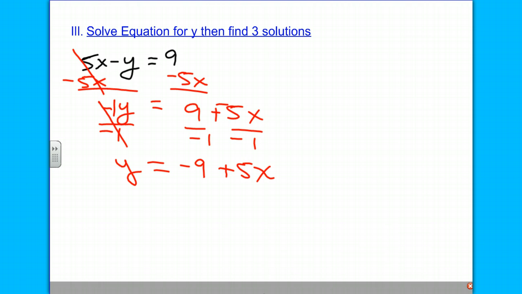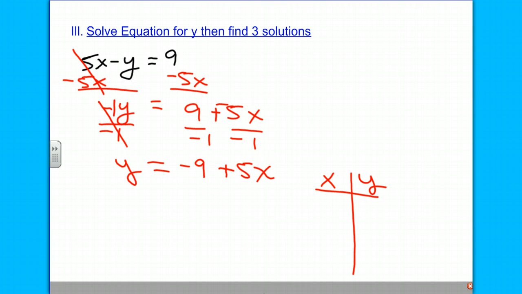Okay, so in the assignment, if you are asked to solve for y, isolate y. And then now you have an easy equation for coming up with 3 solutions. You can put whatever numbers you'd like in for your x. It's nice to make a little table for this.